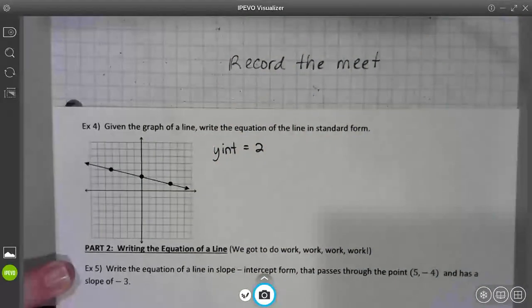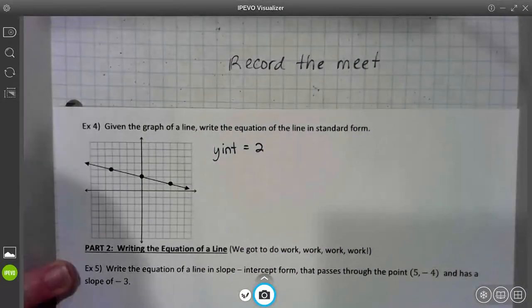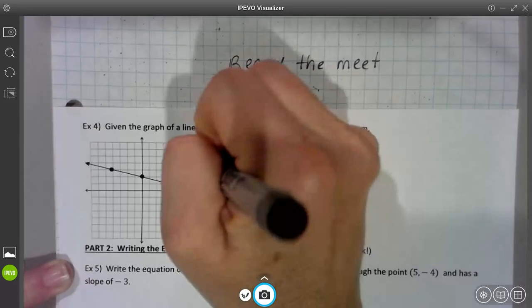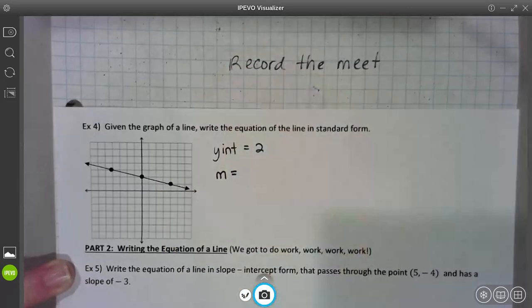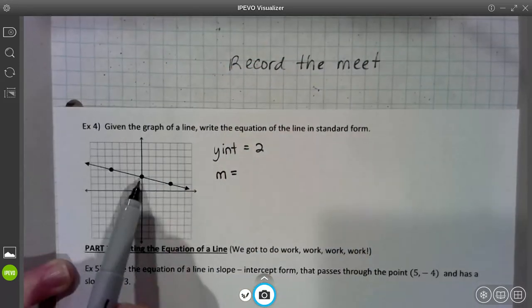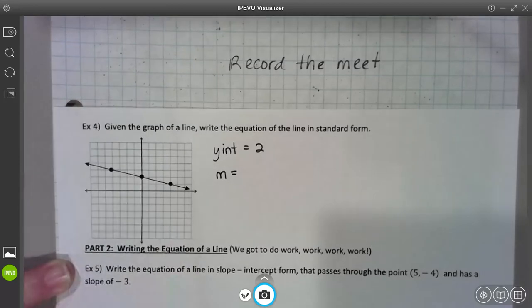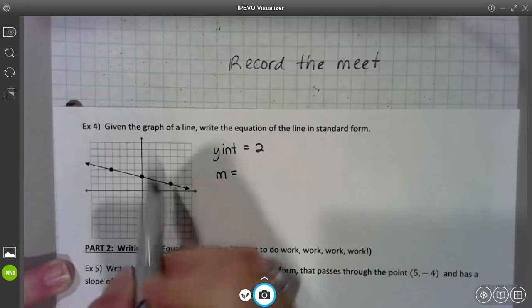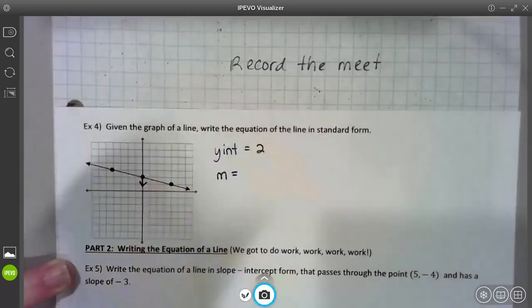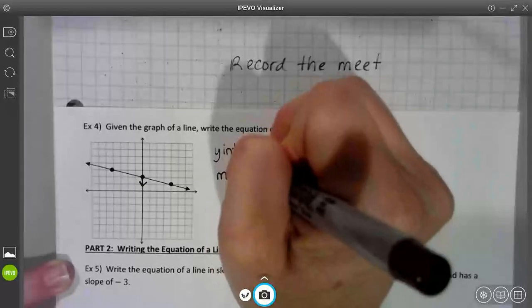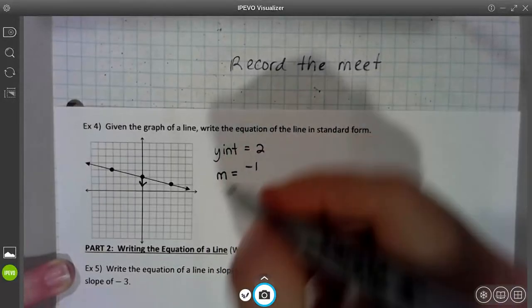Now we need to find its slope. To find the slope, I wouldn't even do change in y over change in x. Just count it. Do your rise over your run and count the spaces from one point to the next. I'm going to pick this point right here, the y-intercept, and count to this point right here. Rise up or down? To get from this point to that point, I have to drop down 1 unit, which makes my rise -1 because down is a negative movement.